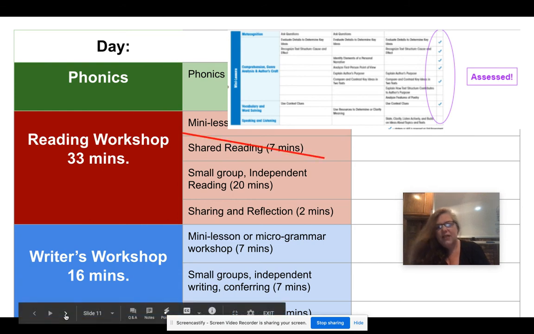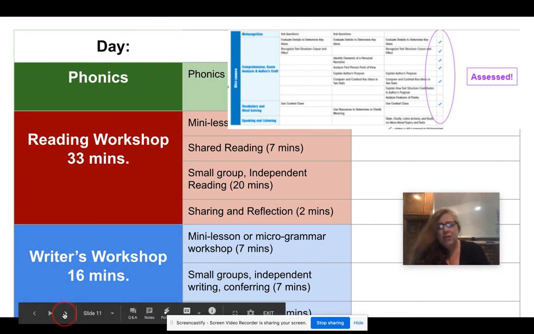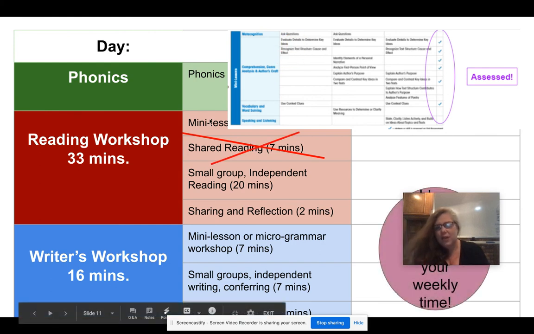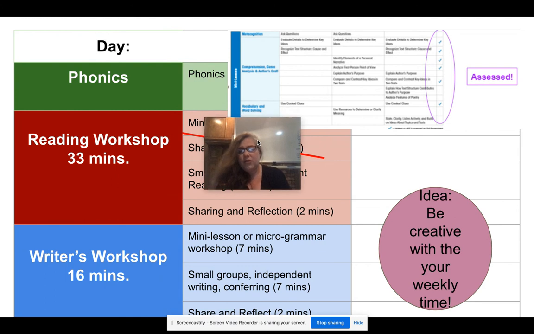So if that's the case, when you look at this shared reading lesson, you might find that the skill that you're teaching that day is not one of the assessed ones. So that's a possibility of something that you might cut so that you would have more time that day for, let's say, your mini lesson. Another idea is to be creative with your weekly time.